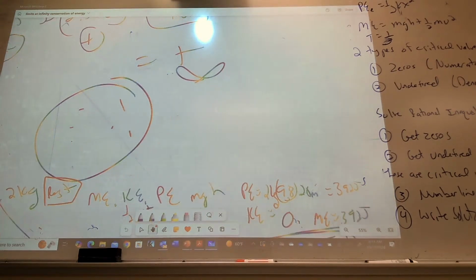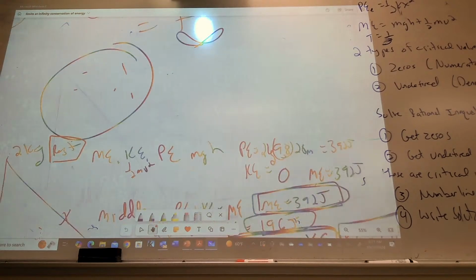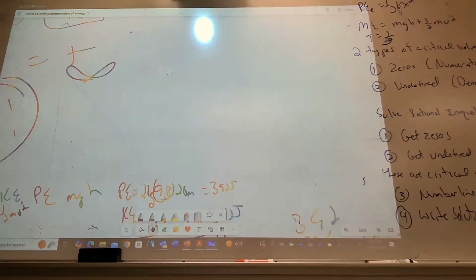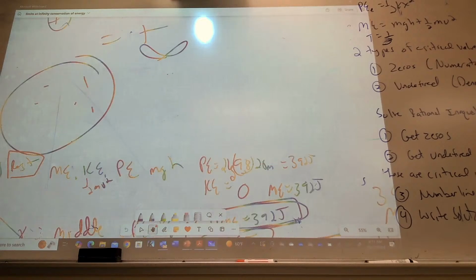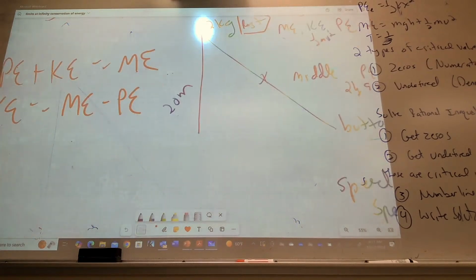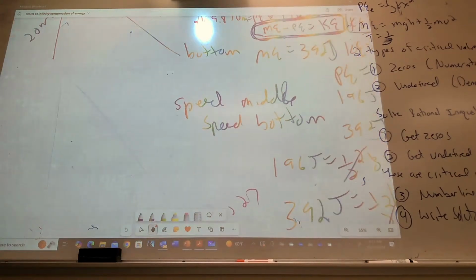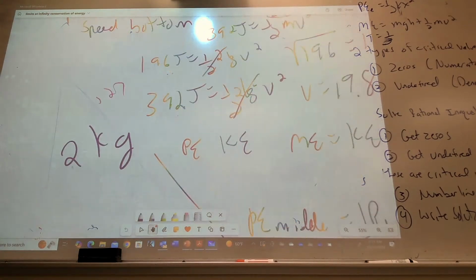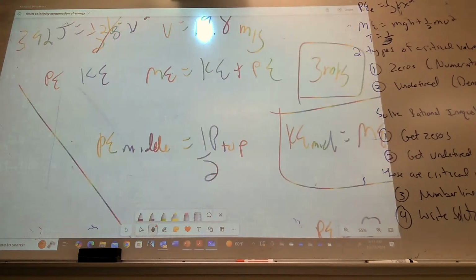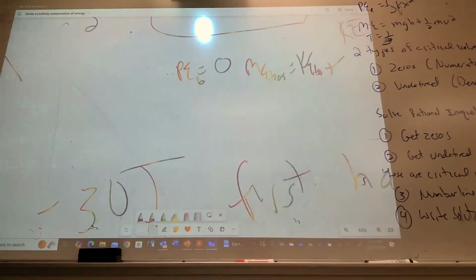So we still have 392 for our potential energy, and your kinetic energy from the push of 3 meters per second gives you 9. So you still have 401 as your mechanical energy at the top.